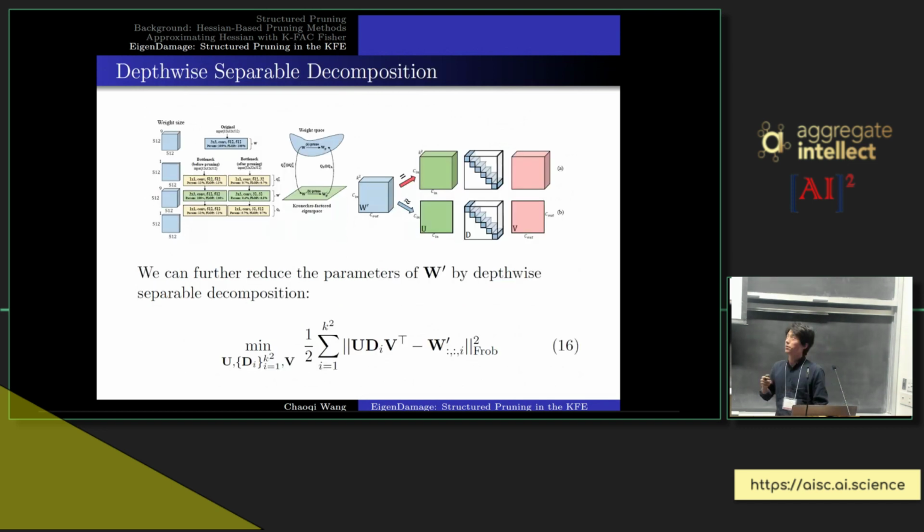We found that we can further reduce the model size by decomposing the weight tensor of the middle layer in this way. As a result, we can drop the off-diagonal terms and only keep the diagonal terms, but we need to introduce two new bases, which are U and V. But we found that U and V can be merged into the KFE. That means we can reduce the size of the middle layer without needing to introduce extra parameters.